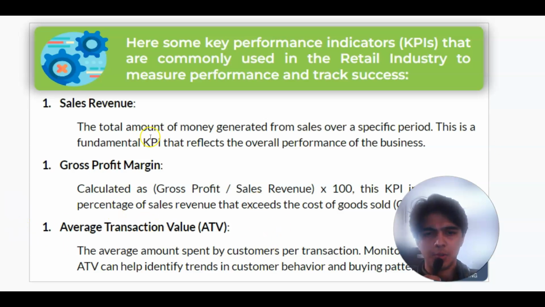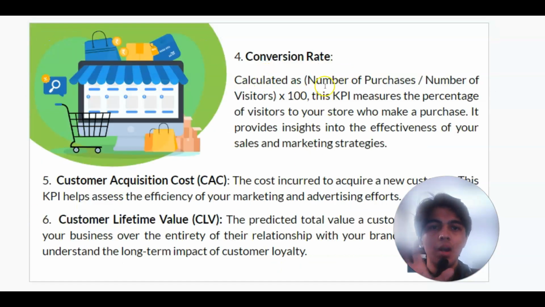Average transaction value. This indicator will calculate the average amount spent by a customer per transaction, how much a customer is buying from you. Conversion rate. This indicator will measure the percentage of the visitors to your store who actually made a purchase. They did not just come to your store to roam around. They literally bought something from your store.